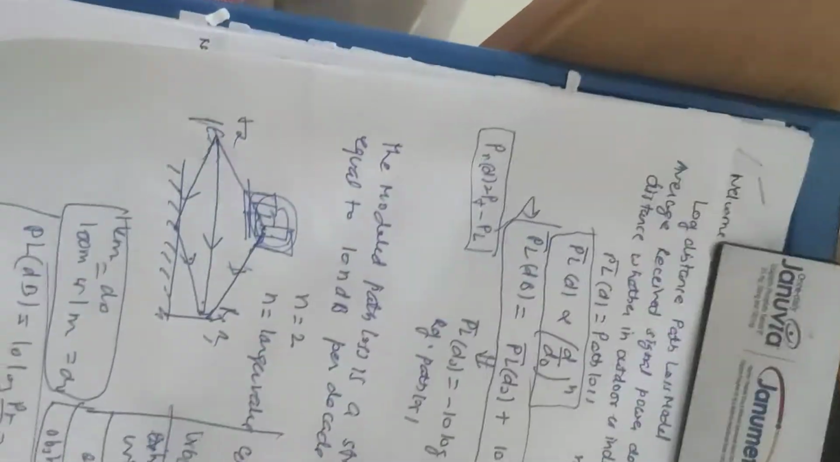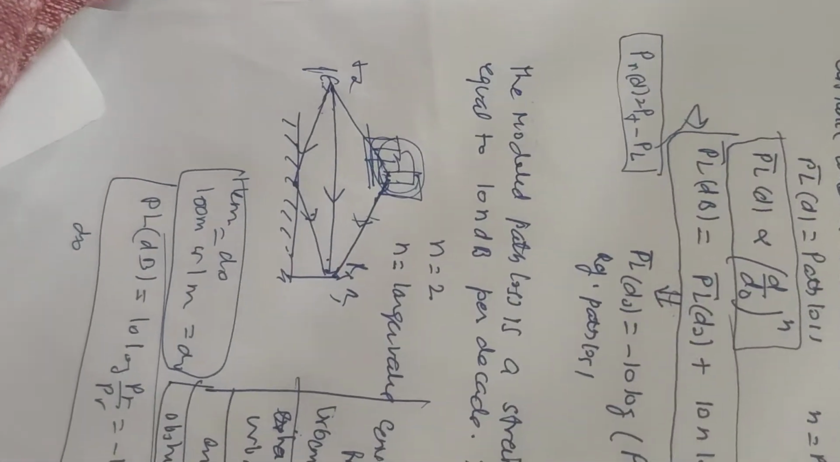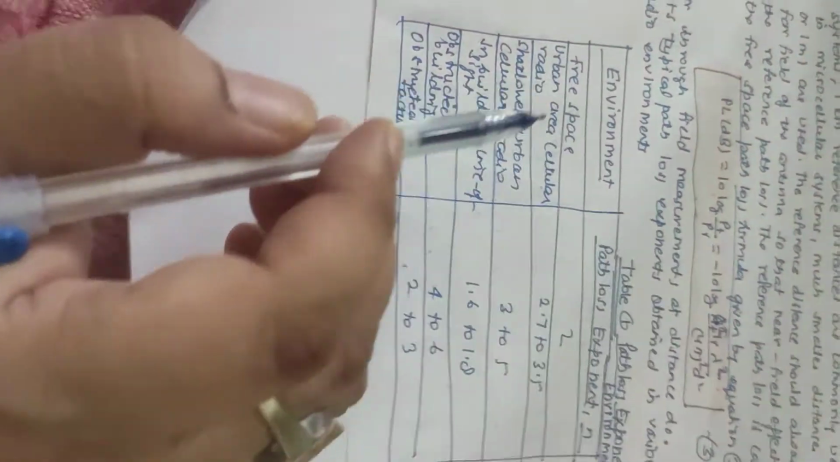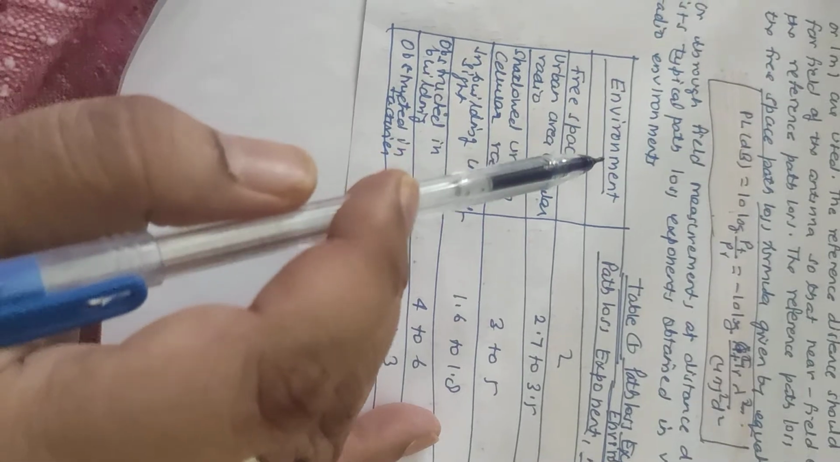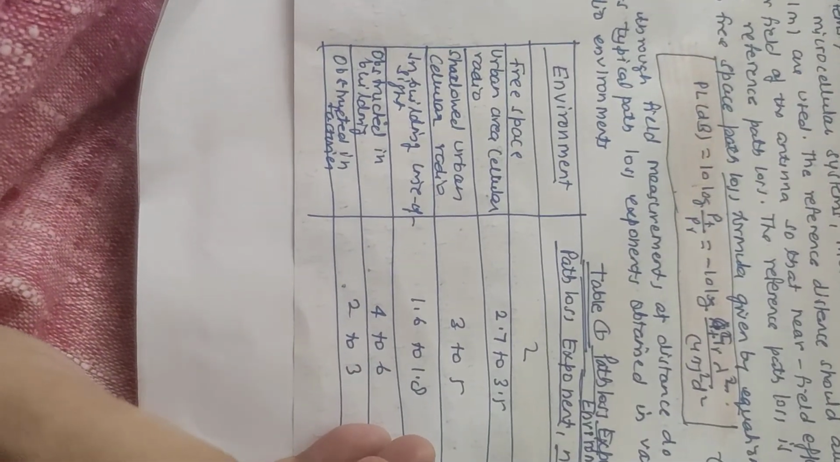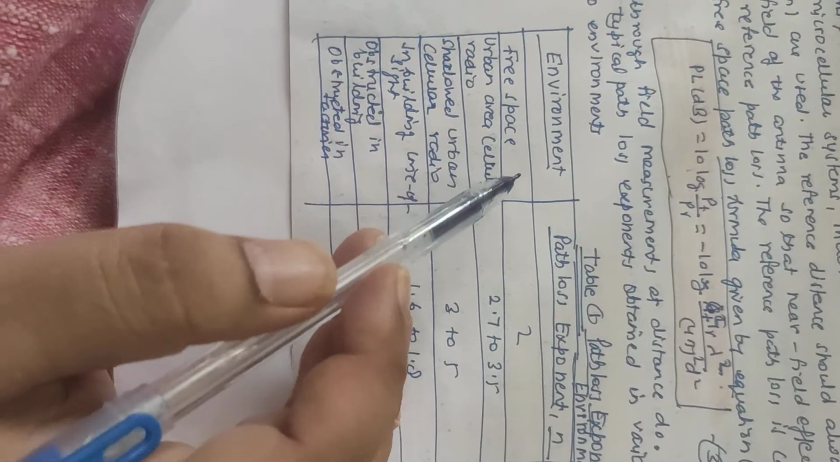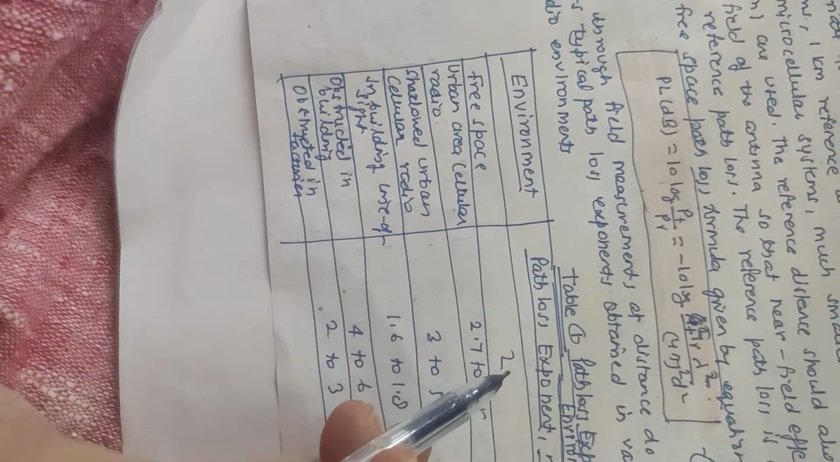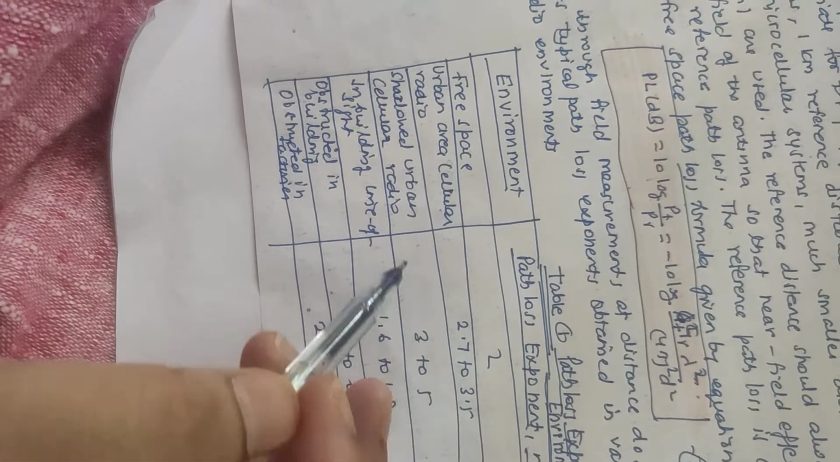These values are in the form of a table, which is shown here. You can see the environment. This is the path loss exponent in the form of n. For free space it is 2. For the urban area in cellular radio it is 2.7 to 3.5.